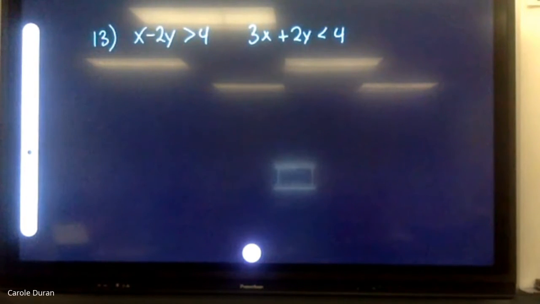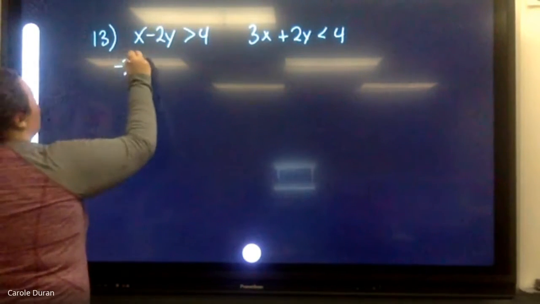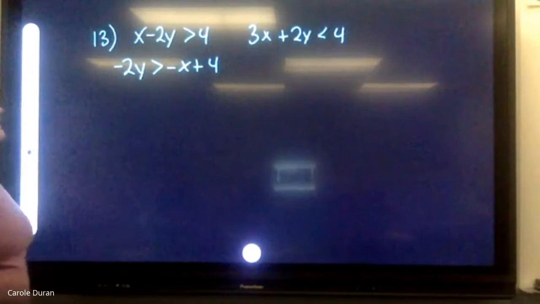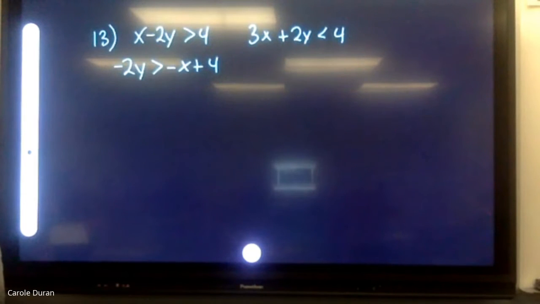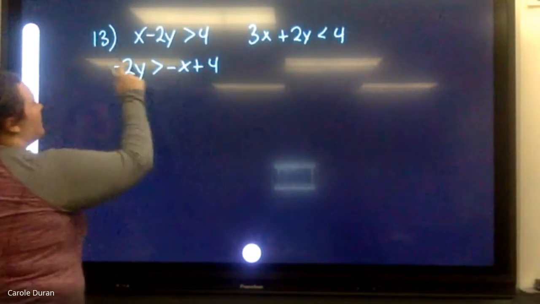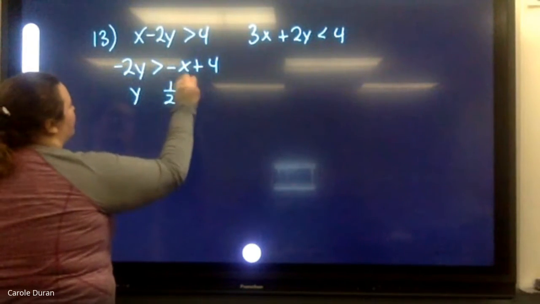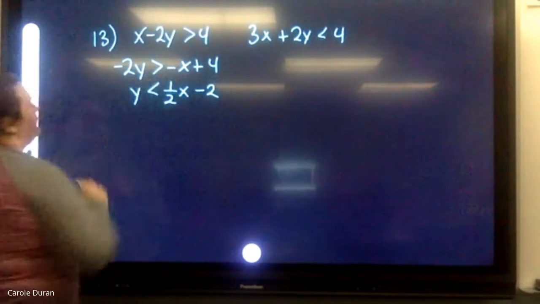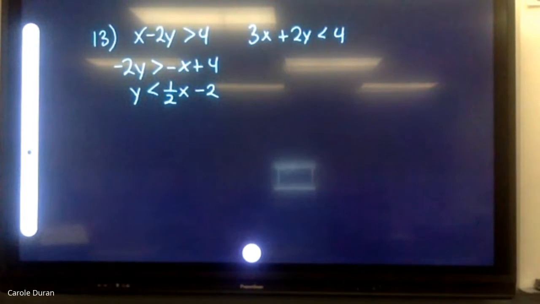On the first one, what's the first thing I'm going to move to get y by itself? Subtract the x. So I get negative 2y is greater than negative x plus 4. Now what do I do? Divide by the negative 2. Negative 1 divided by negative 2 is a positive 1/2. 4 divided by negative 2 is negative 2. And I flip the sign. So now I have y is less than 1/2 x minus 2.